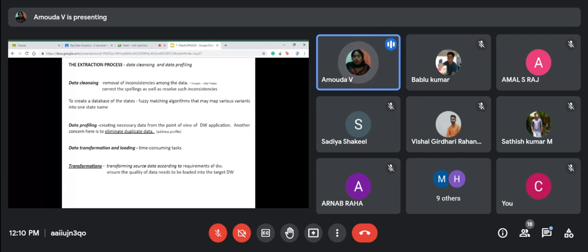Then take data profiling. Mainly, this data cleaning is about spelling. Complete spelling needs to be checked because different people use different spellings. You have to note that down. Different spellings will be used in different areas. Sometimes Andhra is pronounced differently. Different things are there, so you have to take care of those. Then profiling.